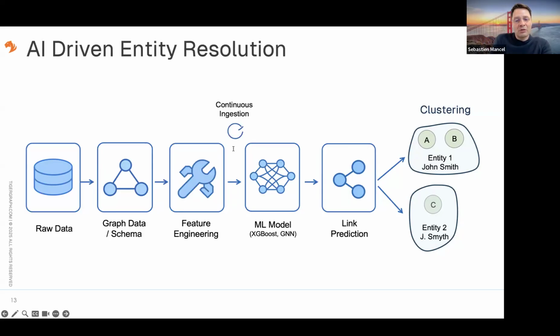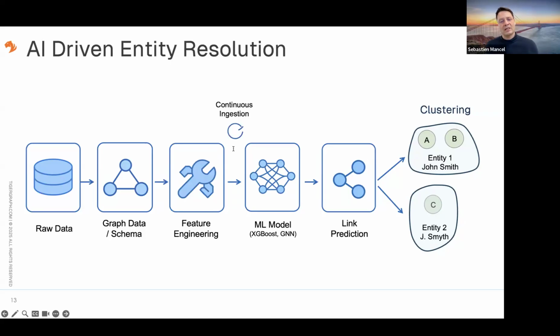Those predictions are then grouped into clusters, and this is what you see on the right-hand side. You see entity one, which is John Smith, formed between records A and B, and then record C, however, remains separate because the model identifies subtle differences. And this clustering process is continuous. As new data arrives, the model reevaluates and refines the entity graph in real time.